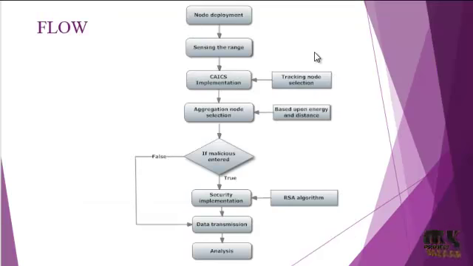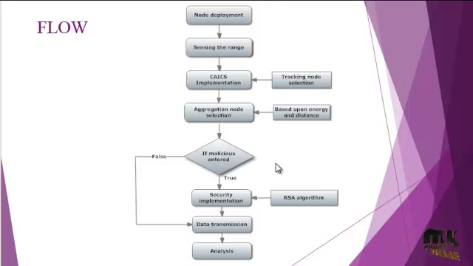Let us see the flow of our project. First, nodes are deployed in the wireless sensor network. Then the sensor network senses the range. Our transmission range is 600 by 600 meters, and we have to implement CAICS based upon the tracking node selection. For the tracking node, we have to select an aggregation node based upon energy and distance. The node which has the highest energy and the shortest distance is selected as the aggregation node.